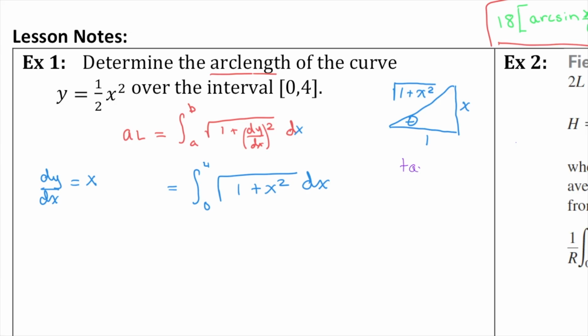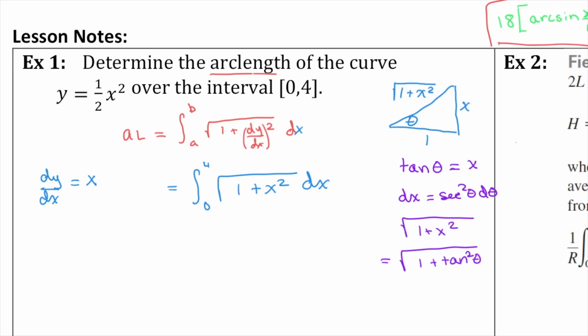From here, we write that the tangent of the angle theta is equal to x over 1, or just x. From that, we know that dx is going to be equal to the secant squared theta d theta. Moving right along with this, we know the square root of 1 plus x squared can be rewritten as the square root of 1 plus tangent squared theta, which simplifies to secant squared theta. Take the square root, and we have secant theta. So this is making a very nice little problem.